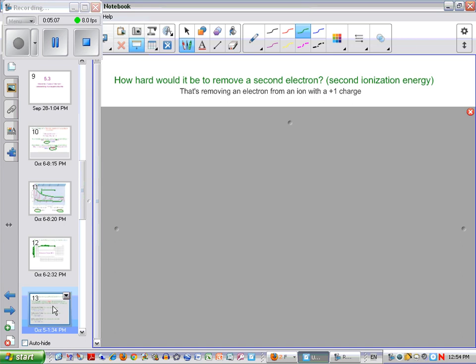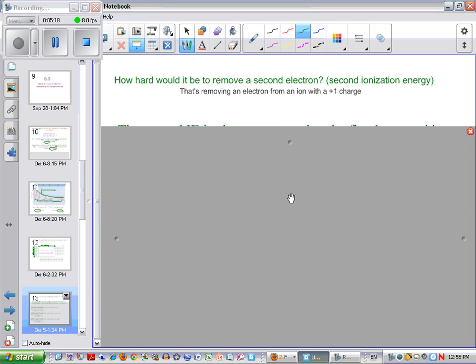What about removing a second electron? So you take your first one. What's the charge going to be? If I remove an electron from you, your charge will be +1. So if you have something, and I'm going to call it element X, and it takes, give me a number.